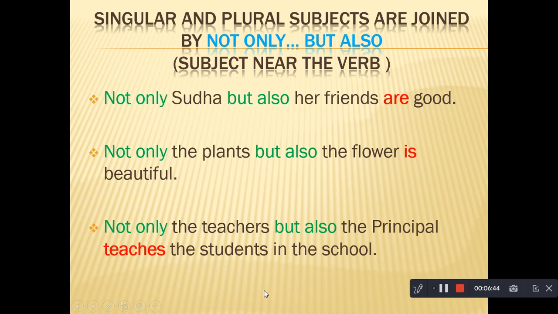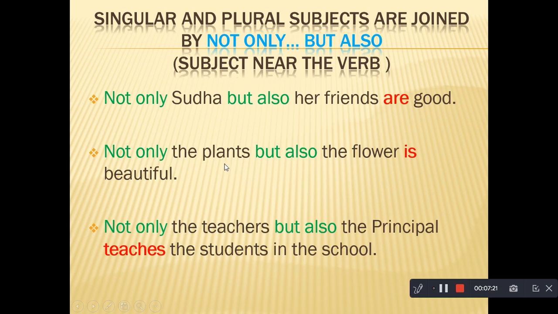Next, singular and plural subjects are joined by not only...but also, and the verb agrees with the nearer subject. Here we consider the verb nearer to the subject: if singular, the singular form of the auxiliary; if plural, the plural form. Here Sudha, her friends: her friends is plural, Sudha is singular. Singular and plural subjects are connected by not only...but also. We consider the subject nearer the verb. Her friends is plural, so use the plural form of the auxiliary "are".